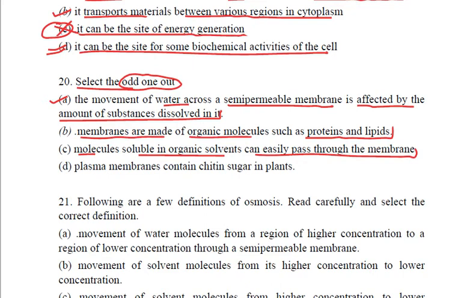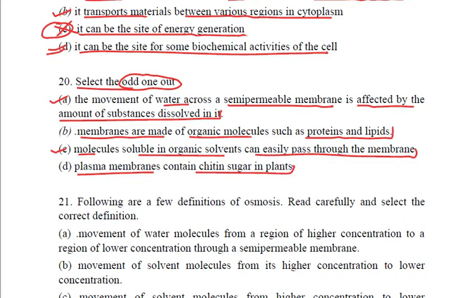Now once again the movement of solvent is being described in C. D part is plasma membranes contain chitin sugar in plants. Talking about the plasma membrane, what exactly they contain. Now out of these, if we try to relate, then in that case A and C are interrelated to each other because they are talking about the movement of solvent particles.